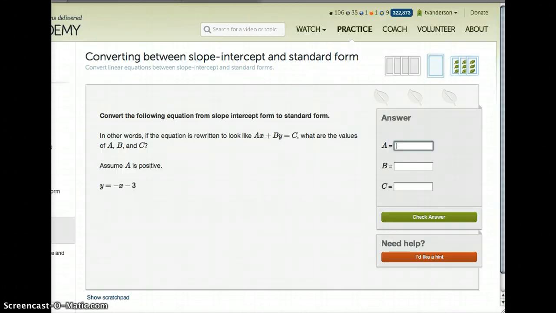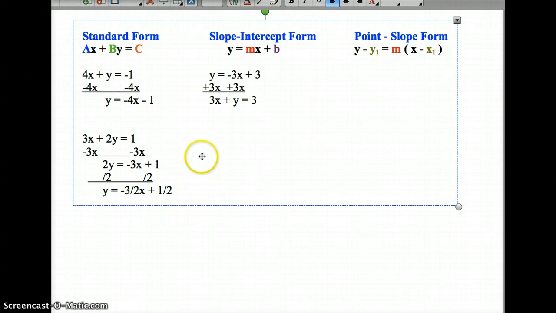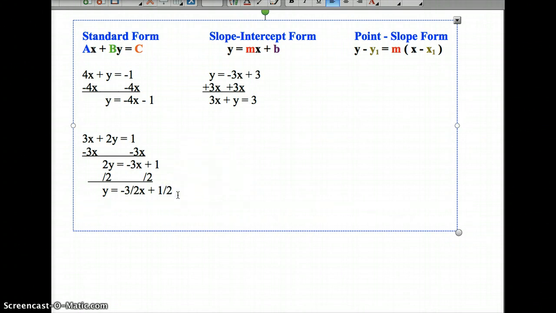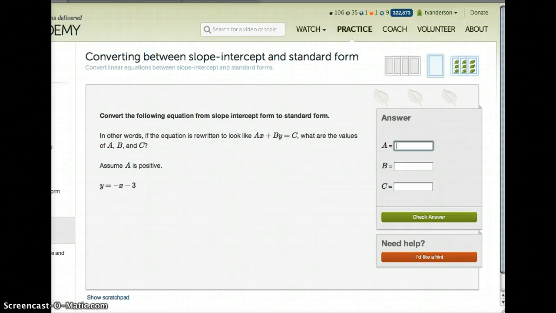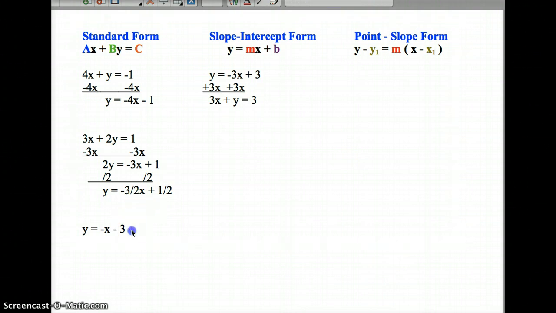I can't remember what that term was. You can tell I'm tired. Y equals negative x minus 3. So let's do that one quick. Let me just go down from this one. I'm just going to verify that was it. Y equals negative x minus 3. Yes, it was.